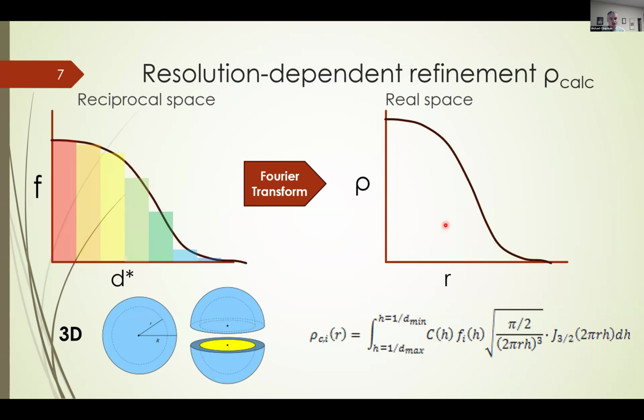This is essentially perfectly accurate. If we go to the limit of infinitely thin resolution shells, we get an exact replication of what the atomic density function should look like.